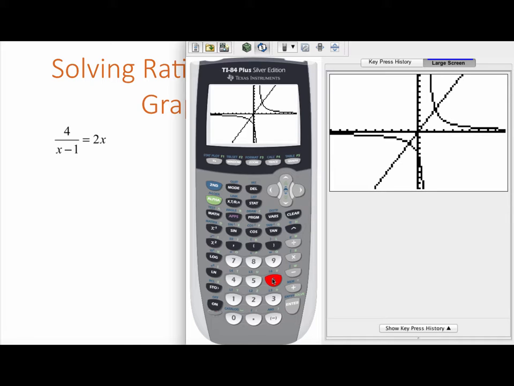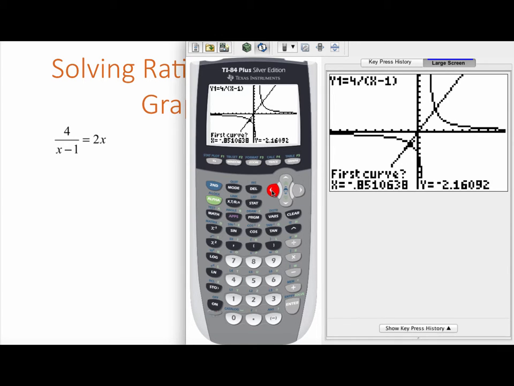Okay, and I see that I have two intersections with this graph, so let's find each of them. Second trace, option number 5. I'm going to get close to that first intersection and hit enter 3 times. So I found the first intersection at -1, -2. Let's go ahead and find the second intersection. And we found that at 2, 4.